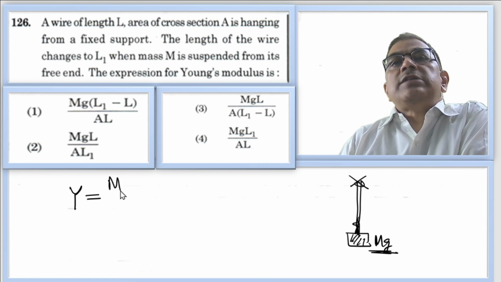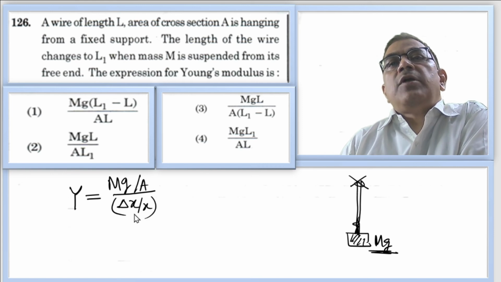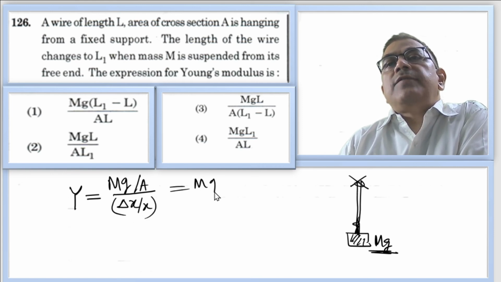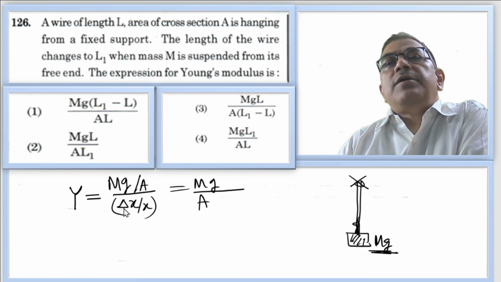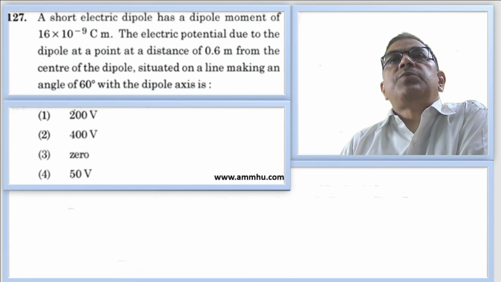So the Young's modulus is given by (mg/A) upon (delta x/x), that is stress upon strain. Over here this is mg by A, and delta L is the change in length. So this is final length minus initial length, and this x is the same as the original length. So I expect this should be the correct answer. Let's come to the next problem.